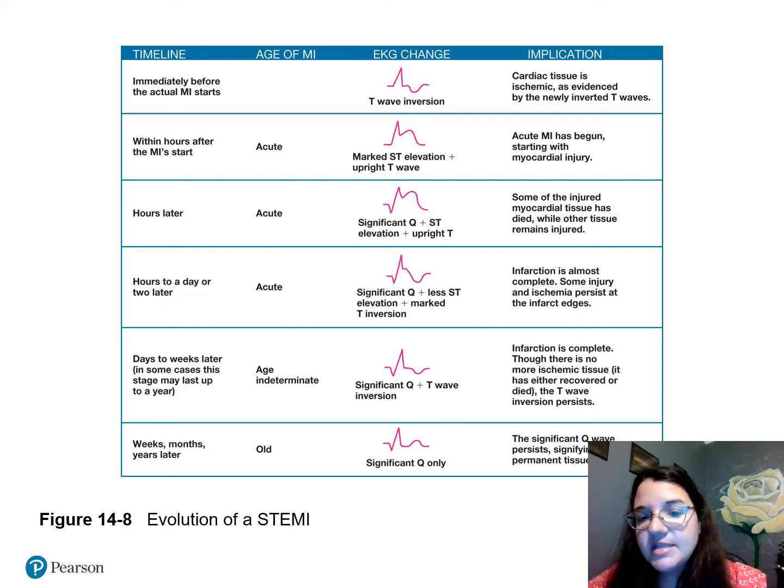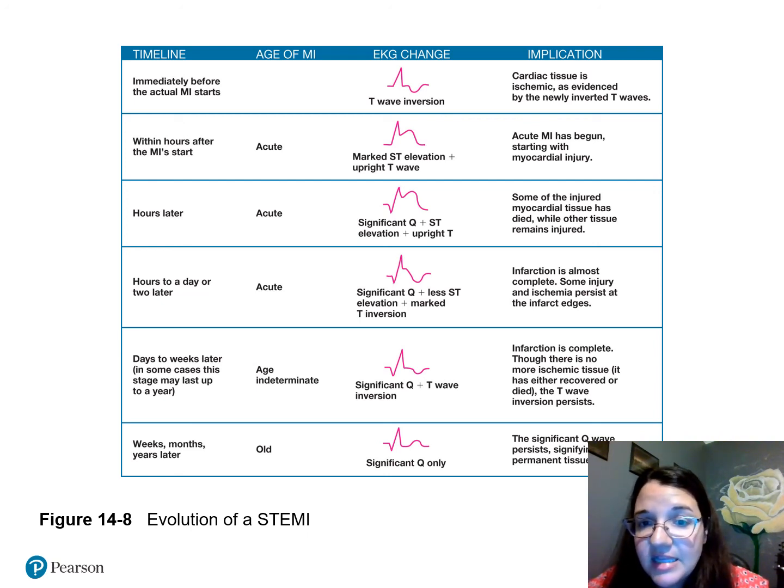So this is how you can tell the evolution of a STEMI, is we can tell by what your QRS, your ST segment, and your T wave look like. If I'm in the early stages of a heart attack, the only thing different is going to be my T wave is going to be inverted. But if I'm going into a heart attack, I'm going to have ST elevation, and my T wave is not going to be inverted. A couple hours later, I'm still going to have that ST elevation, but now my Q has changed. It's become wide.